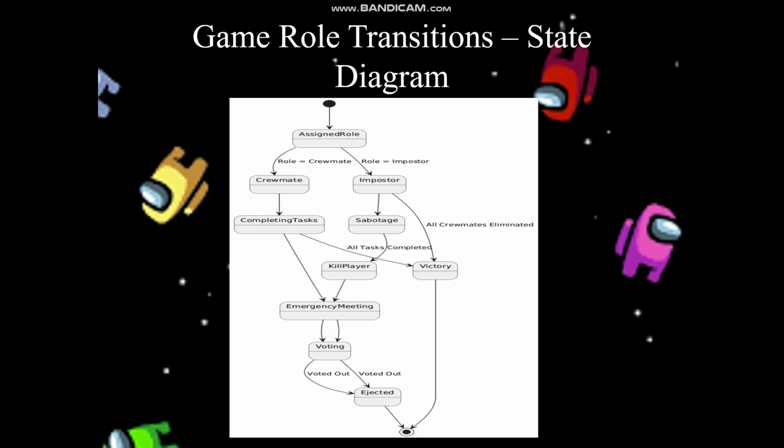Here's the state diagram, which shows how a player's status changes throughout the game. They start alive, but can either be killed or voted out, becoming a ghost. Ghosts can still perform tasks but can't participate in discussions. The game ends when either imposters win or crewmates finish all tasks. This is great for modeling life cycle transitions within a match.